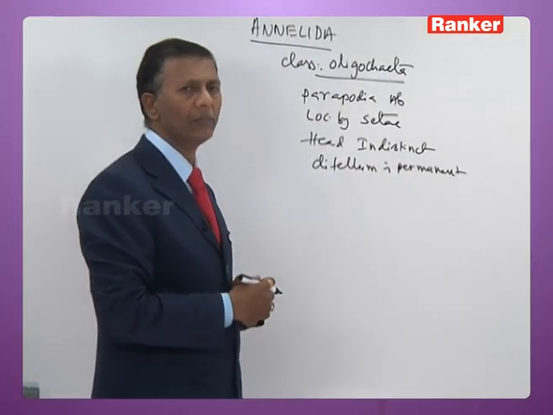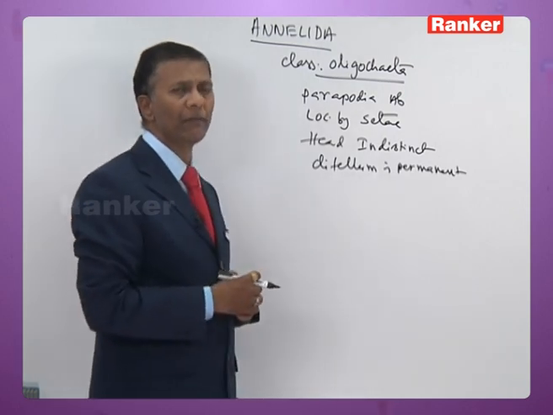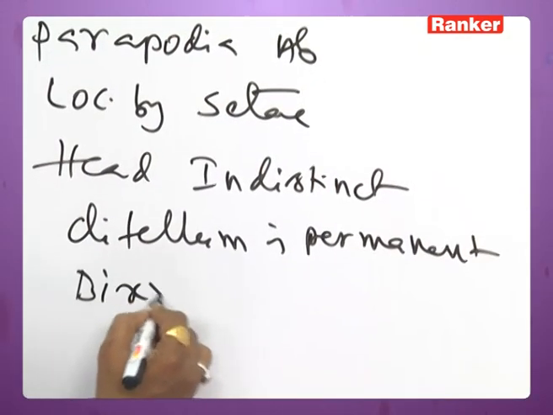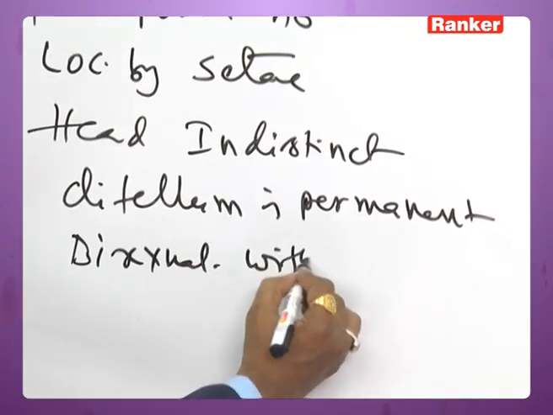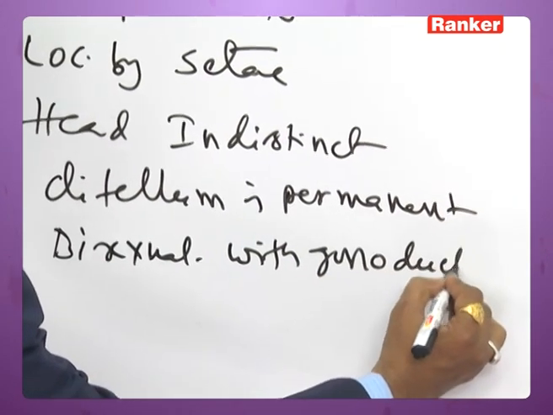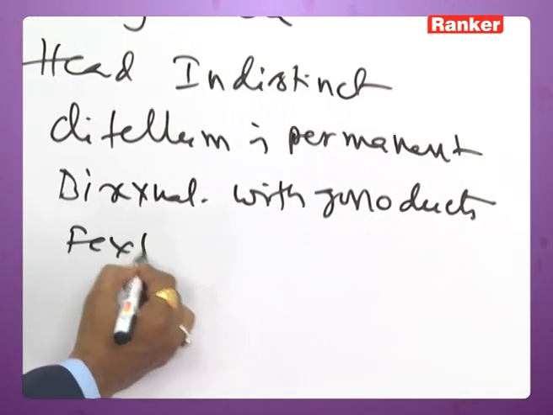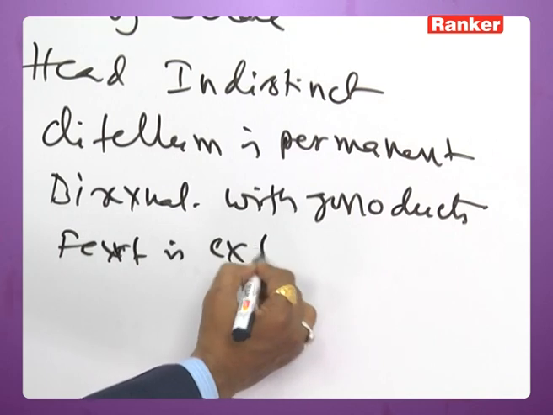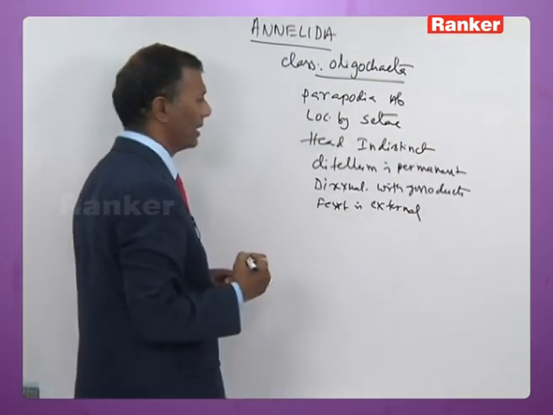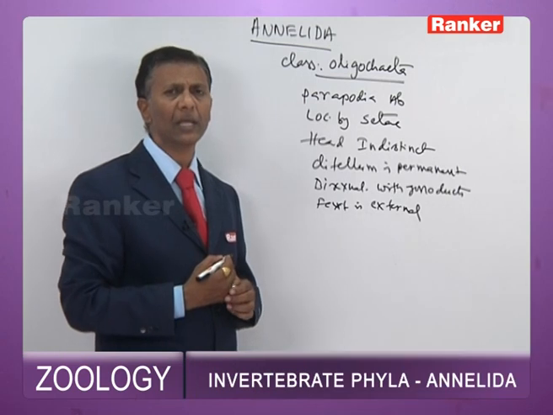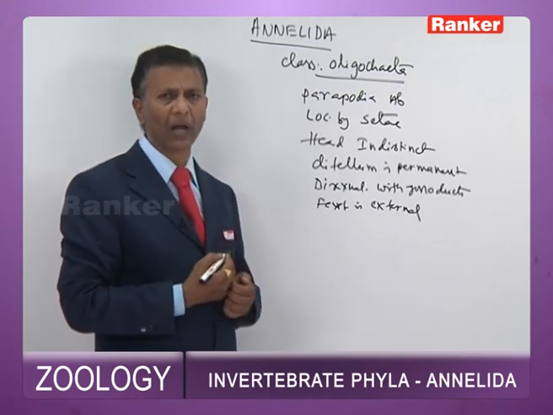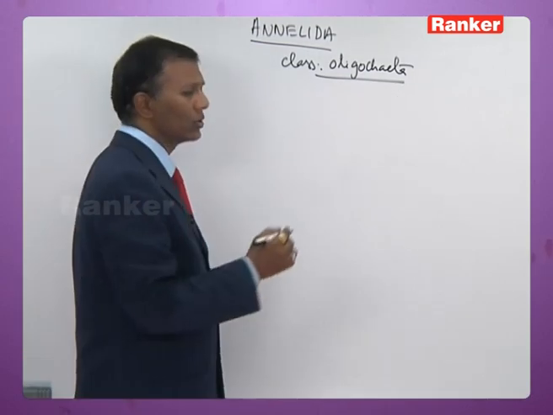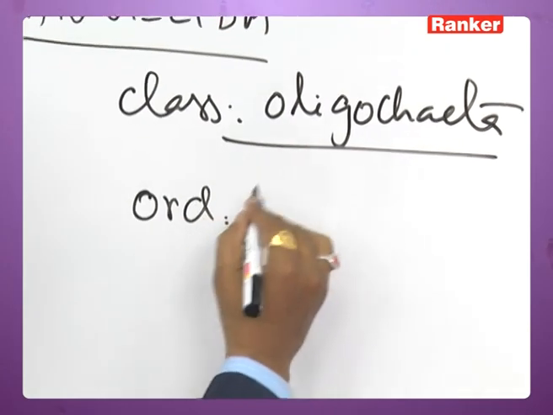And in Oligochaetes, respiration is through the body wall by diffusion. They are bisexual with gonoducts. Fertilization is external and takes place in the cocoon. Development is direct without any larval stage here. Oligochaeta includes a single order, Terricola.